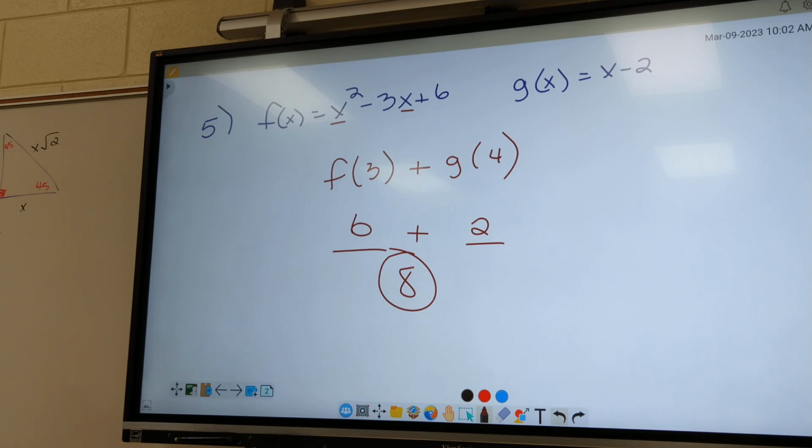Alright, let's go to 6. I don't have to write anything down on 6. We can just talk about it. Everybody look at 6a. Are these functions even functions or odd functions? If you had to guess on 6a, what would you say? It's even. Why would you say even? All the exponents are even, so you write even out beside a. If all the exponents are odd, then it's an odd function.